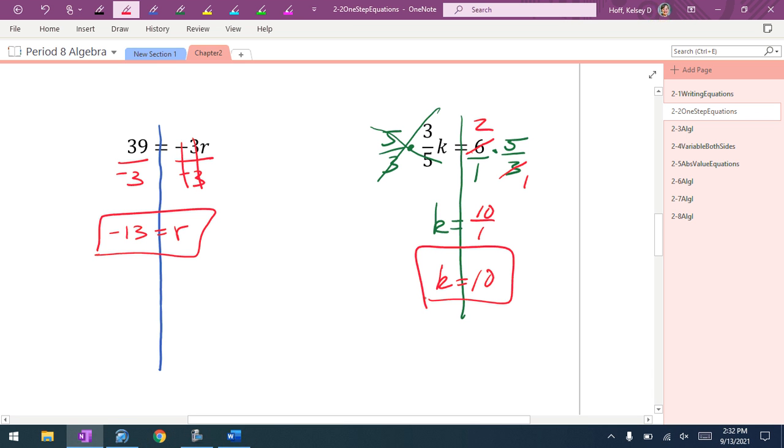Follow me? Miss Hoff will not accept decimal answers. I will not accept decimal answers unless a decimal is given to you at the very start. If it's fractions or whole numbers, I expect a fraction or whole number answer. And just because it's a whole number doesn't mean your answer is a whole number. It could be a fraction, but it's just not going to be a decimal.